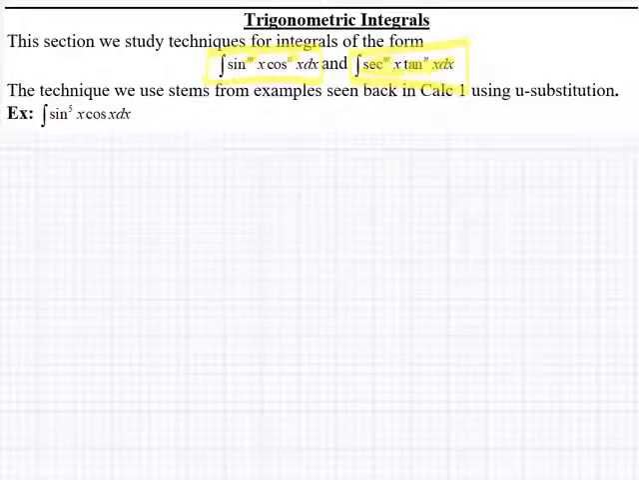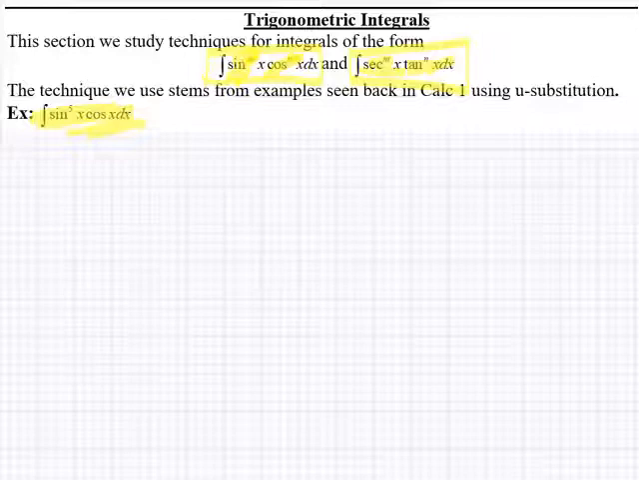And so this isn't necessarily a very wide-reaching technique, but it's a way we can integrate each of these different types of integrals. So it stems from something you would have learned all the way back in Calc 1, which would look something like this integral here. And it's a basic substitution idea.